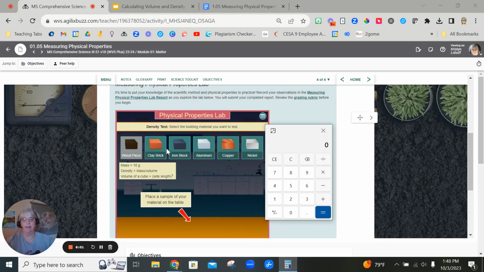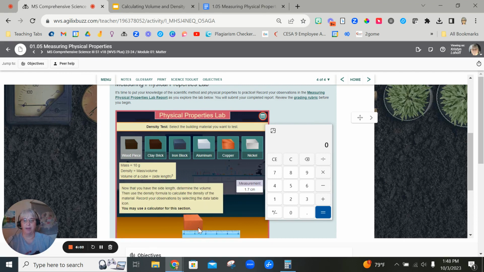Let's do one more example together. The clay brick. I'm going to bring the clay brick down. Same information here. Mass is 10 grams. Density equals mass divided by volume, but first we need to determine the volume. The volume of a cube is the side length cubed or multiplied by itself 3 times.